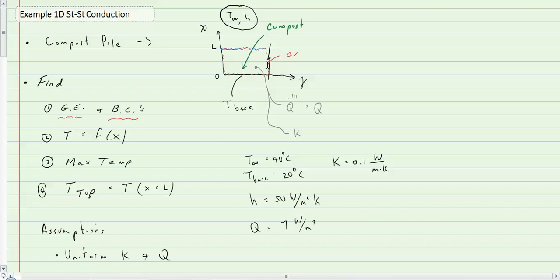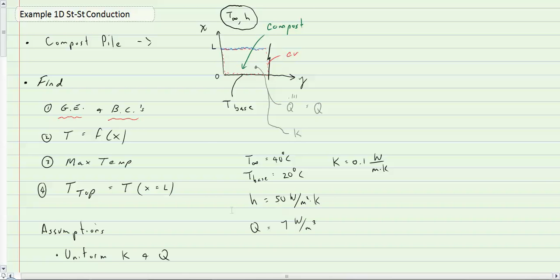The control volume is shown in red here. The compost is indicated in green. We're given the following information: the ambient temperature, which is shown as T infinity, the heat transfer coefficient, the base temperature, the heat generation due to the decay of the organic matter inside the compost, and also the thermal conductivity. Numeric values are shown here.